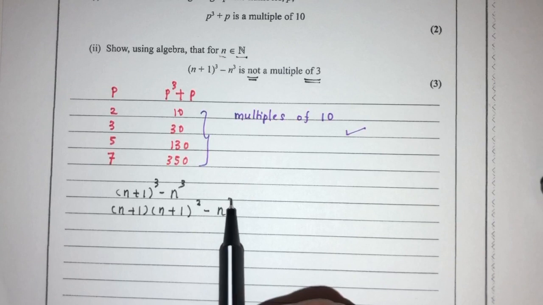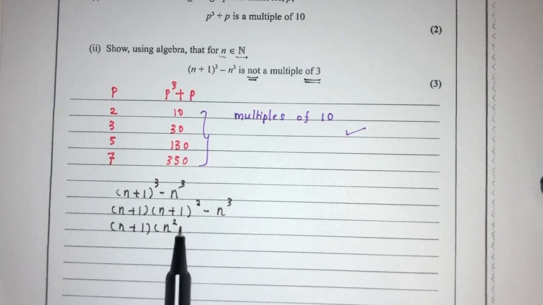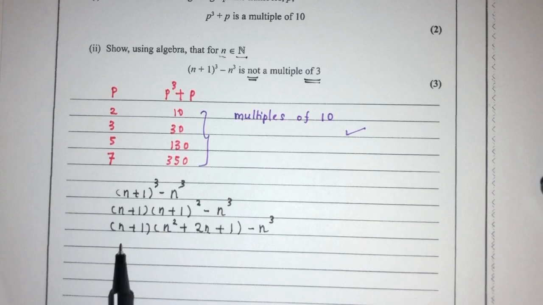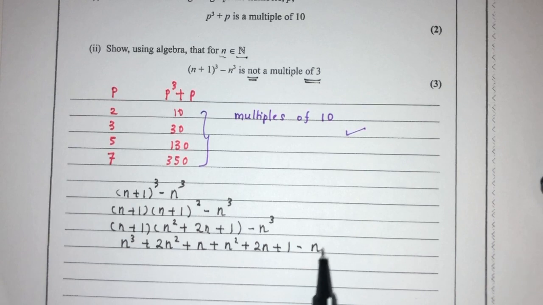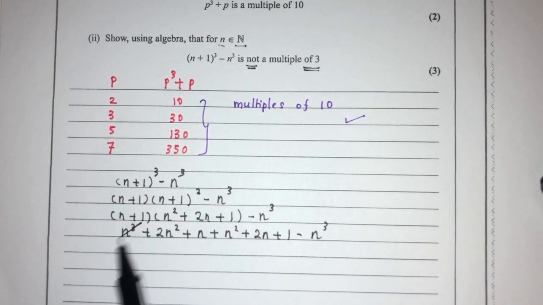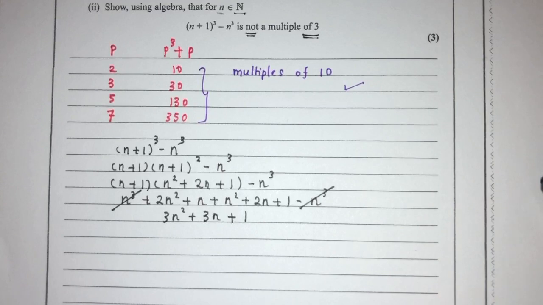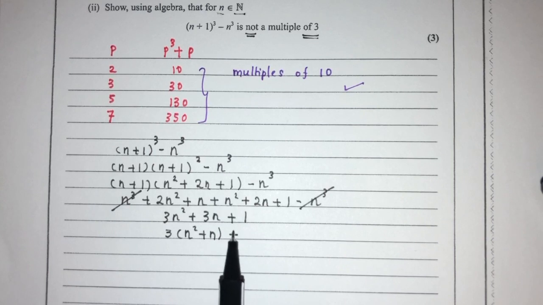This is of course minus this one. Now you will have n plus 1 times n squared plus 2n plus 1 minus n cubed. That will be n cubed plus 2n squared plus n squared plus 2n plus 1 minus n cubed. Simplify, this will cancel out, right? So you will have 3n squared plus 3n plus 1. Now something we can do here is factorize the 3. You will have 3 times n squared plus n, plus 1.